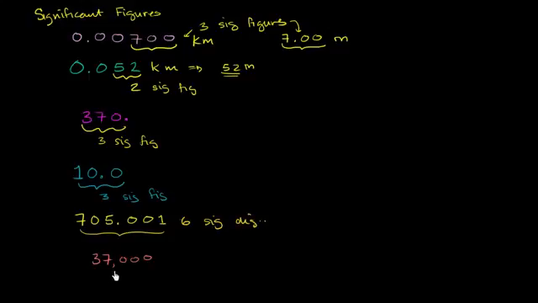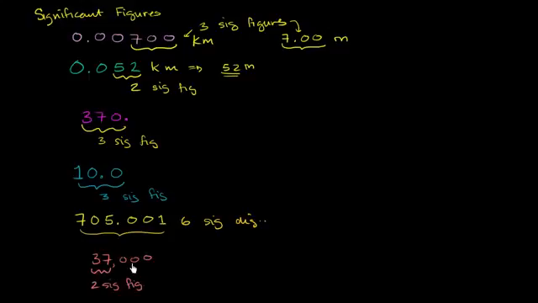Now this last one is ambiguous. The 37,000. It's not clear whether you measured exactly 37,000. Maybe you measured to the nearest 1 and you got exactly 37,000. Or maybe you only measured to the nearest 1,000. So there's a little bit of ambiguity here. If you just see something written exactly like this, and there wasn't any more information, you would say that there's just 2 significant digits, 2 significant figures.